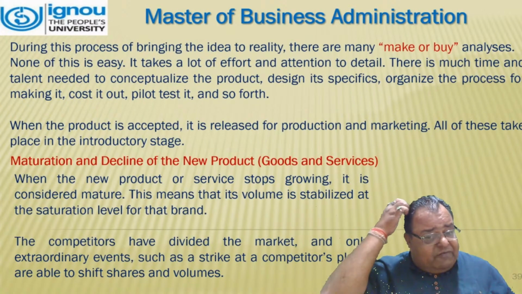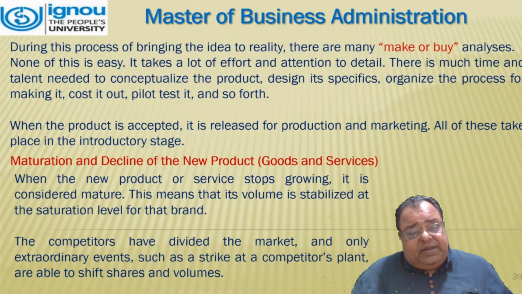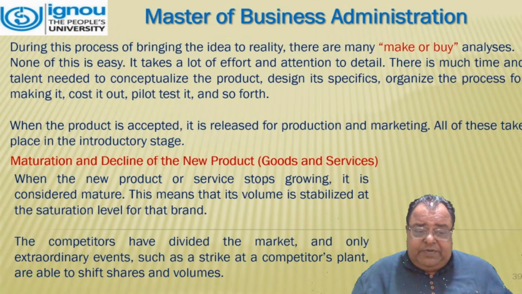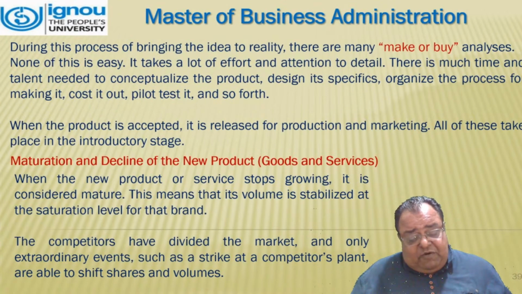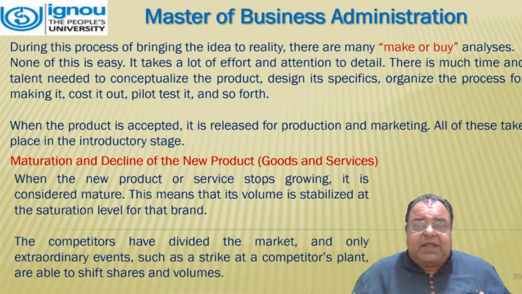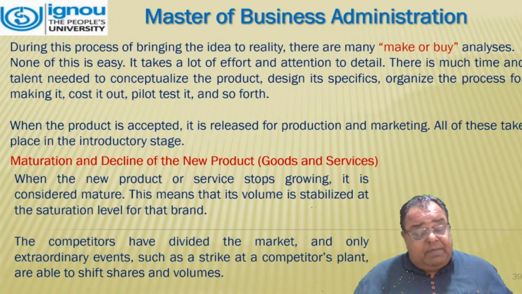Maturation and decline of new product. When the new product or services stop growing, it is considered mature. This means that its volume is stabilized at the saturation level for that brand. The competitors have divided the market, and only extraordinary events such as a strike at a competitor's plant are able to shift share and volumes.